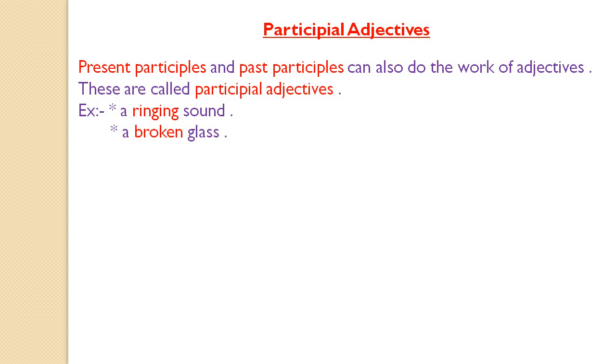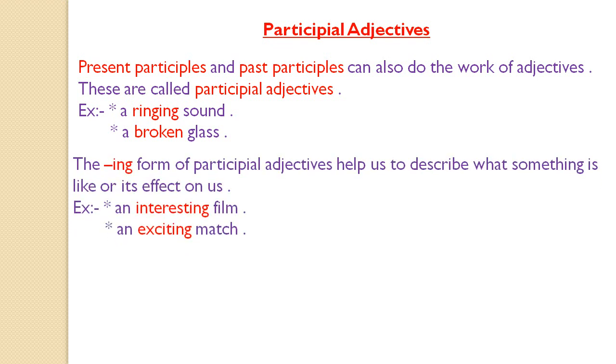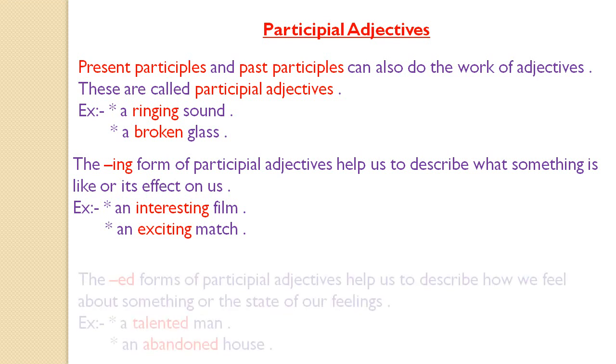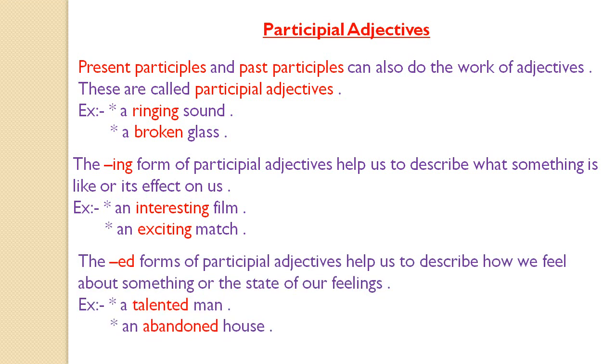The ing form of participial adjectives helps us describe what something is like or its effect on us. An interesting film means how the film is affecting us. It is an interesting film means it is developing our interest. An exciting match. The ed forms of participial adjectives help us describe how we feel about something or the state of our feeling, such as a talented man, an abandoned house.